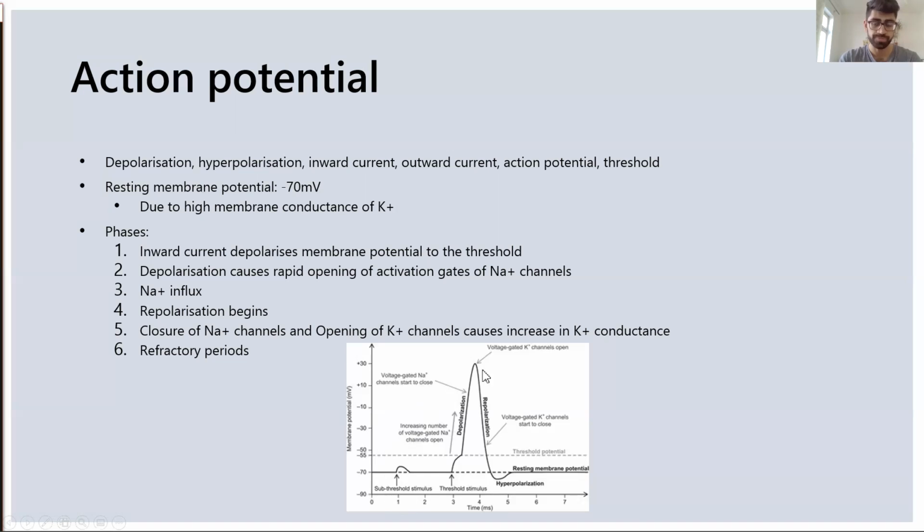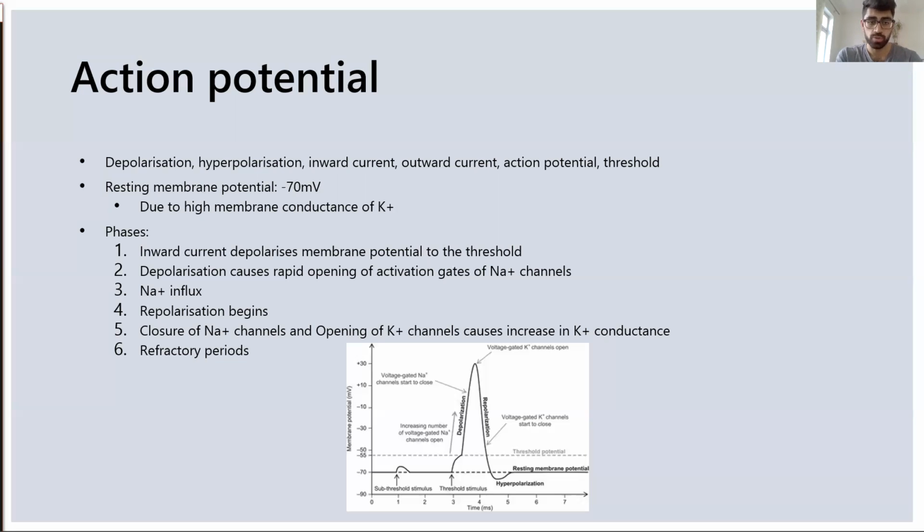This is our action potential. Okay, so in terms of the phases, like I said before: inward current, sodium channels open, depolarization of the membrane, exceeding the threshold potential, and we reach our peak at about plus 20, plus 30 millivolts. After which point the sodium channels will close and repolarization begins.